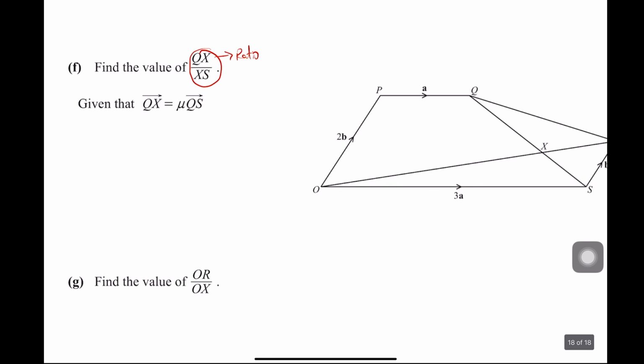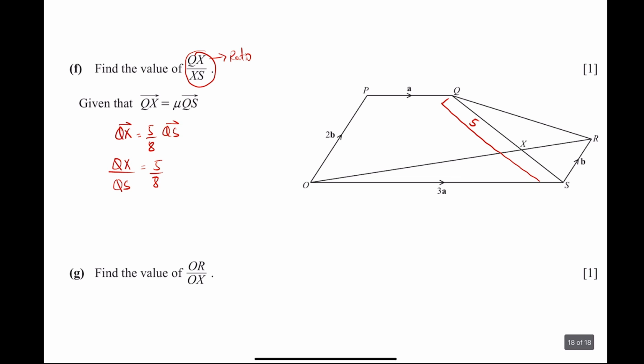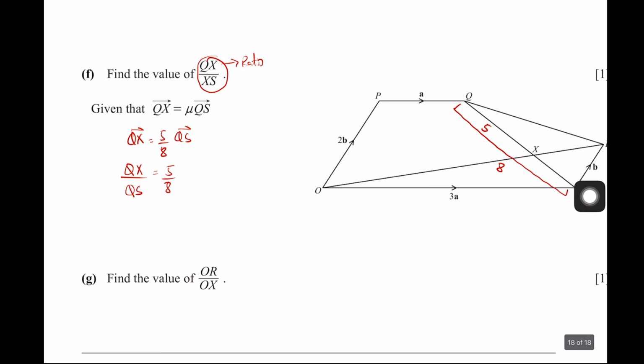So qx, this was given to us in the question, that qx is equal to mu times of qs. Okay, so what that means is that qx is equal to 5 upon 8 times of qs. Okay, now if I make a ratio of these two, so qx and qs are going to be in the ratio 5:8. What does that mean? That means if qx is 5 parts, qs is how many parts? 8 parts. Now through this information, can you tell me how many parts is xs?